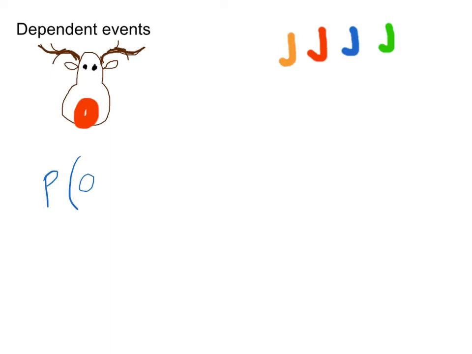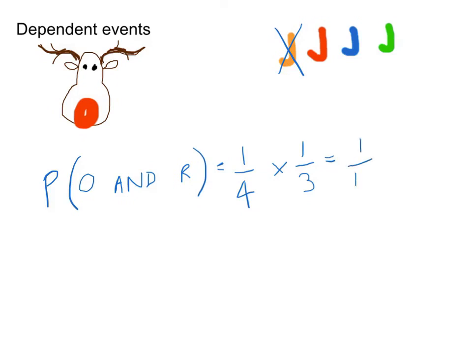Okay, so the probability of picking an orange pair and then picking a red pair, so that's an orange and red. Well, the first time of picking an orange, there is one pair there out of 4. And then the next day comes along, so the orange is gone, we're left with 3 options. And that means that we're going to multiply. There is one red pair out of 3 options. So therefore the probability of picking orange and then a red is going to be 1/12.